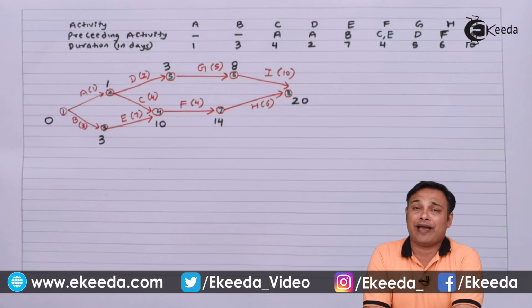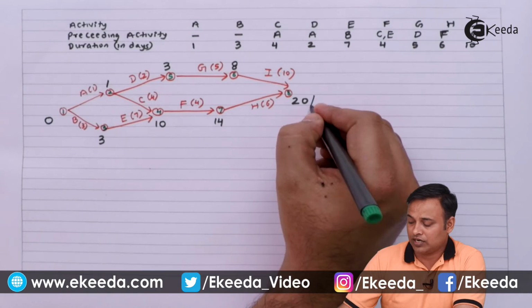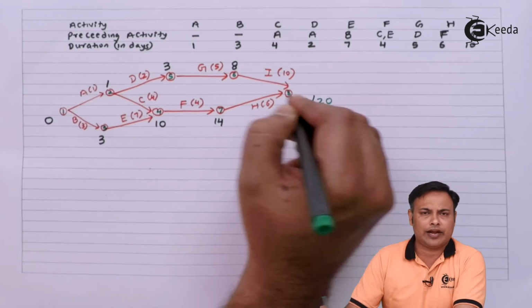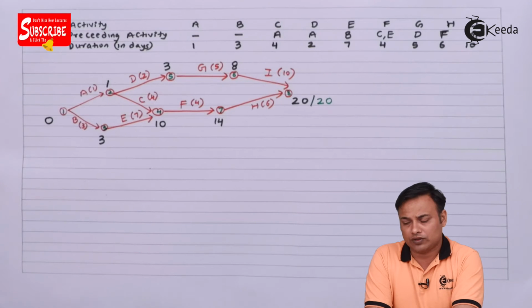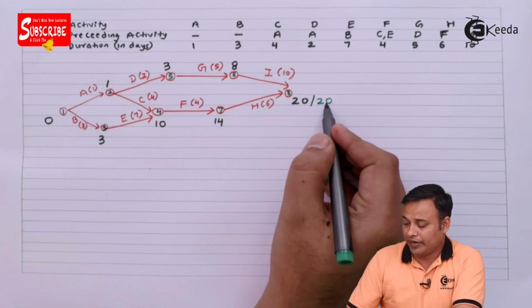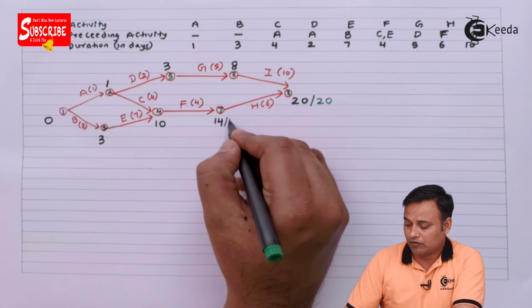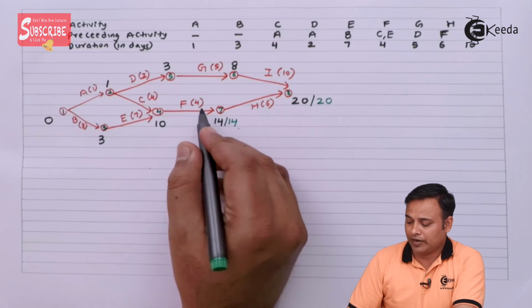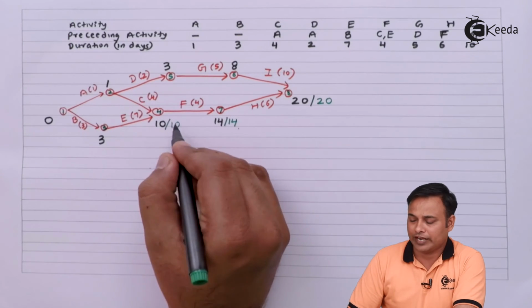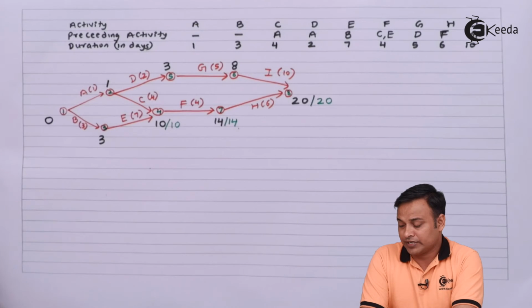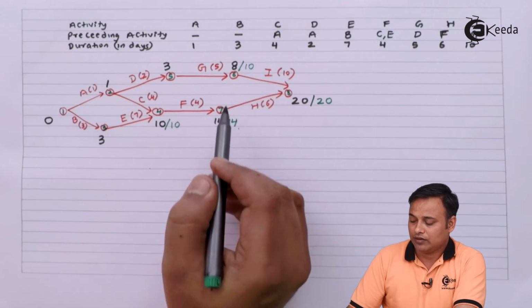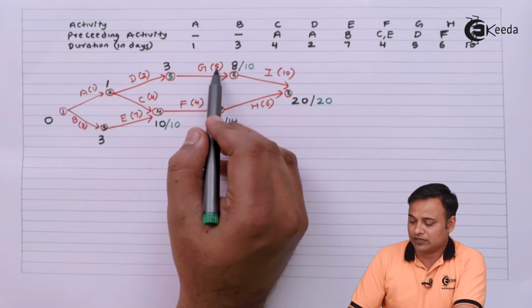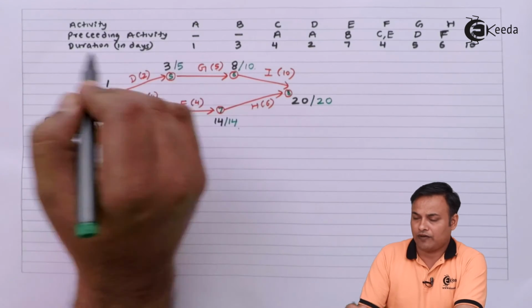Now we will look at the backward calculations. We'll start with the end of the networking diagram. I'll write 20 here. Now for backward calculations, we go for the subtraction. So it will be 20 minus 6, 14. 14 minus 4, 10. On the upper side, it will be 20 minus 10, 10. 6 to 5, it will be 10 minus 5, 5.